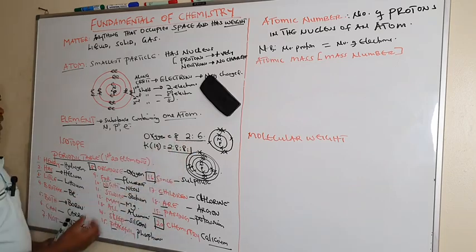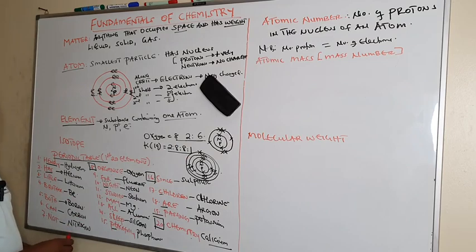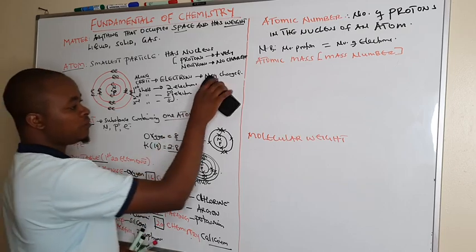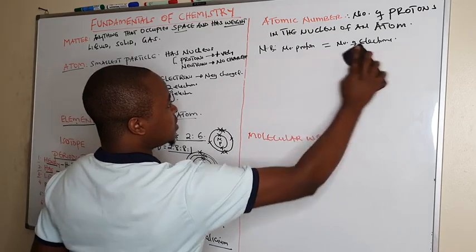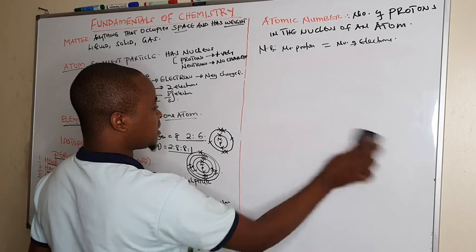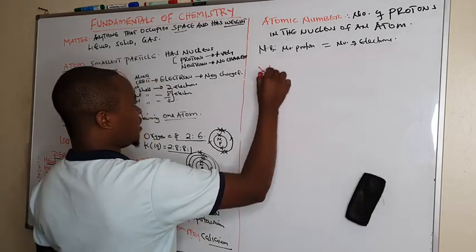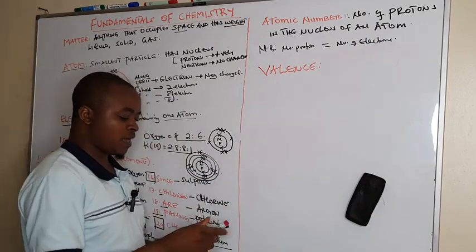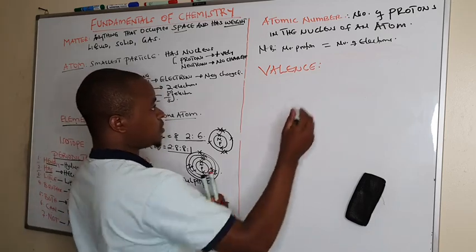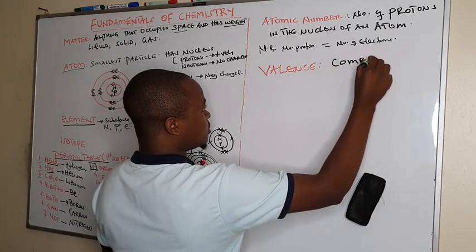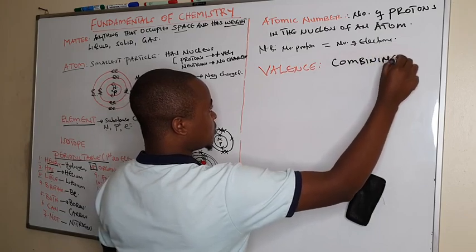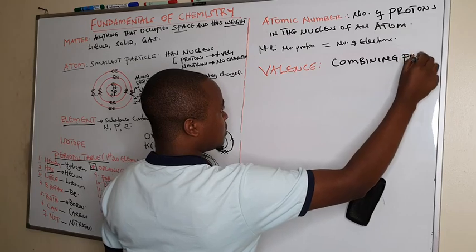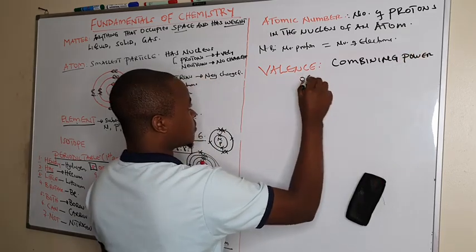And after knowing this, I can easily even determine the valence, whereby we are going to tell you what the valence of an element is. What is the valence of an element? Before we go to the atomic mass, we can first tackle valence of an element, whereby valence of an element is the combining power. This is the combining power of an element.